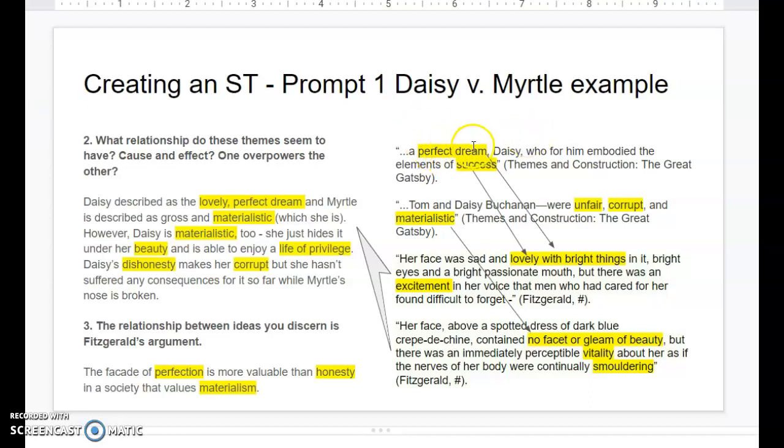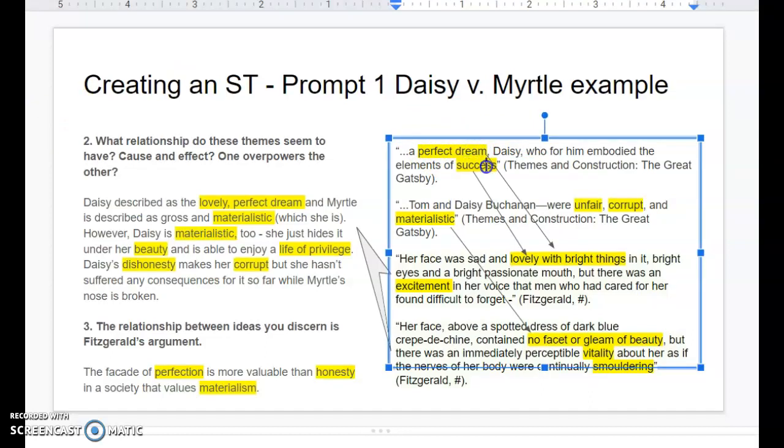Okay, so let's look at the CDs. Key terms: perfect dream, success, unfair, corrupt, materialistic, lovely and bright themes, excitement, no facet or gleam of beauty, which sucks for Myrtle, vitality, and smoldering. FYI, smoldering is a fancy way of saying really sexy. Okay, so let's make some connections then.